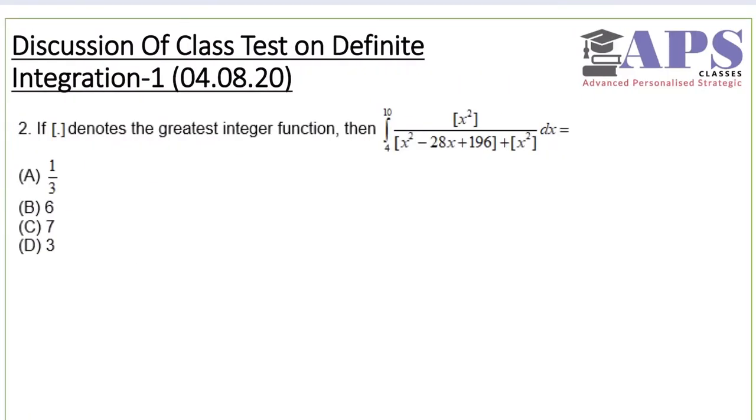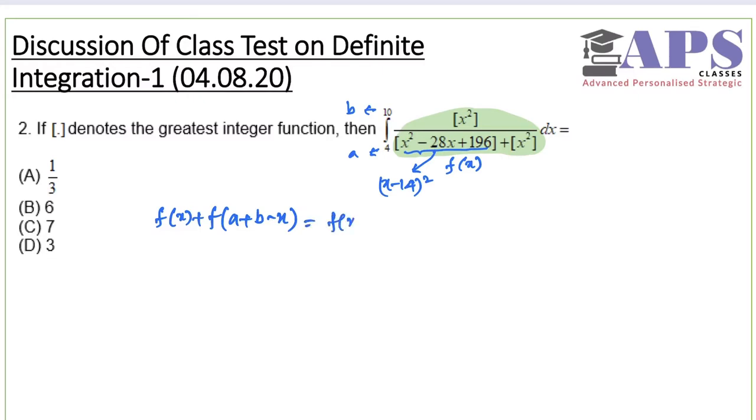In question number 2, let us consider this whole function as f(x). We can also see that the denominator has x minus 14 whole square, and the limit is 4 to 10. So here 4 is our a and 10 is our b, and we can observe that f(x) plus f(a plus b minus x) is equal to f(x) plus f(14 minus x), which will be nothing but 1. If I take them, it will be 1 after cancelling.